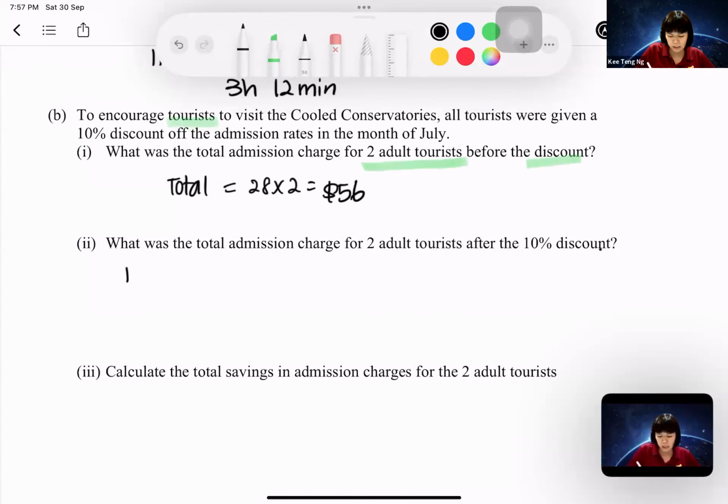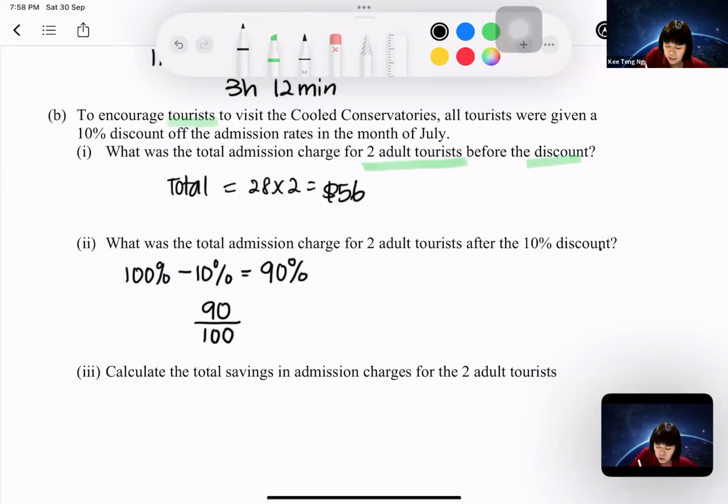But they want after the 10% discount. So originally it's 100%. You minus away 10%. How much are you left with? Discount, right? So you only pay how much? You only pay 90%. Right, so you want to find the 90% out of the original price, which is 90 over 100 times my price, $56 over here, right? So times $56.